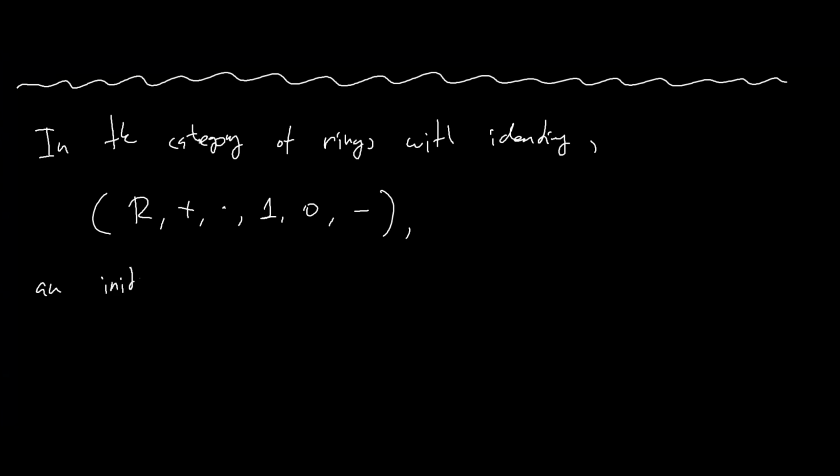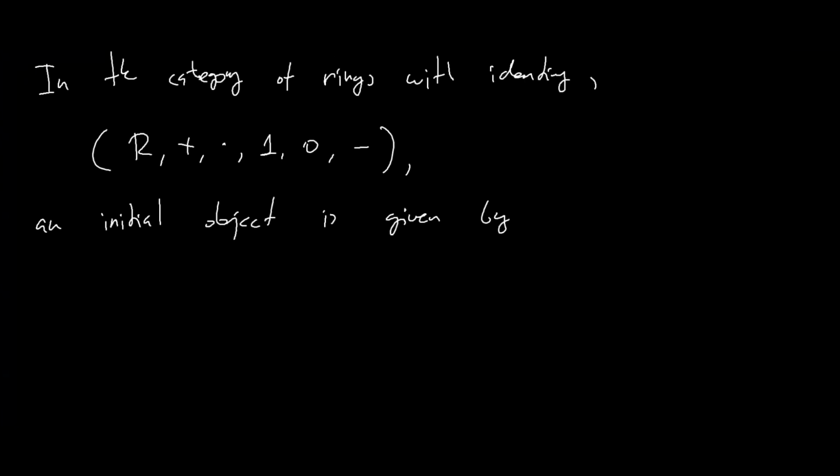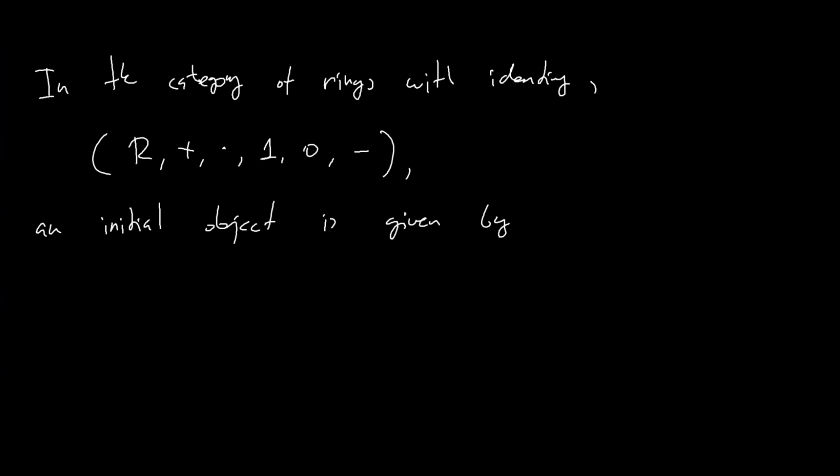In this category, an initial object is given by... guess what? What do you think will be an initial object? Sorry? Whole numbers? Yes, integers. That's right. With the usual operations. And so this is not the smallest, right? Because you can have Z modulo 3 and Z modulo 2, that are smaller in some sense. But it's initial. So the initial object can be big. In a sense, the initial object is smallest in a suitable sense.